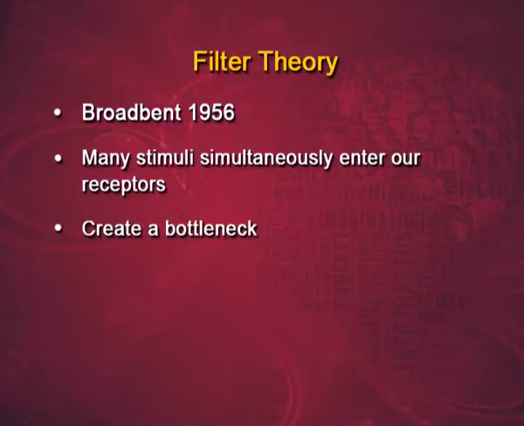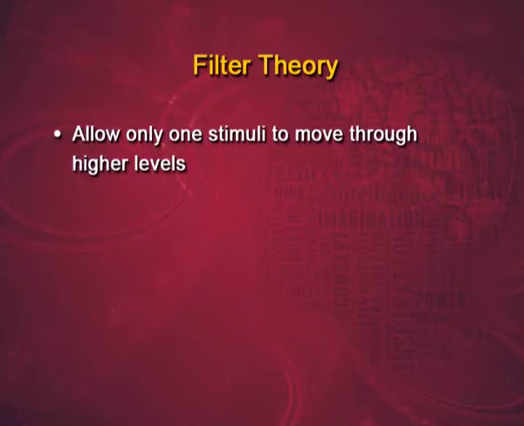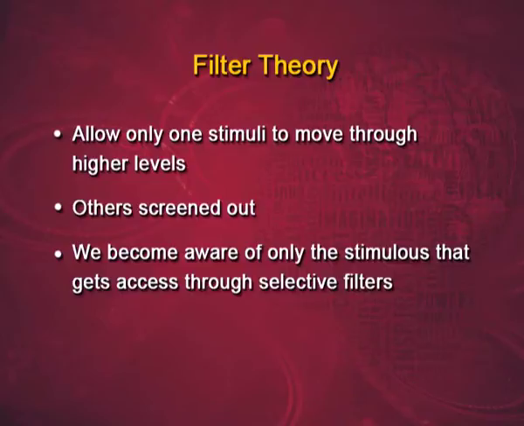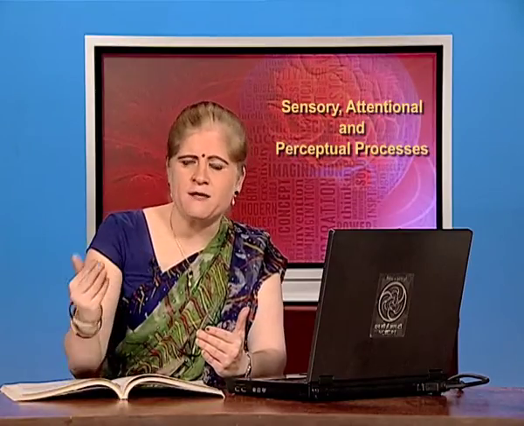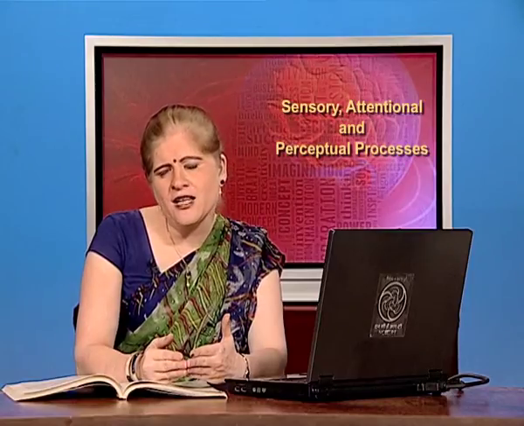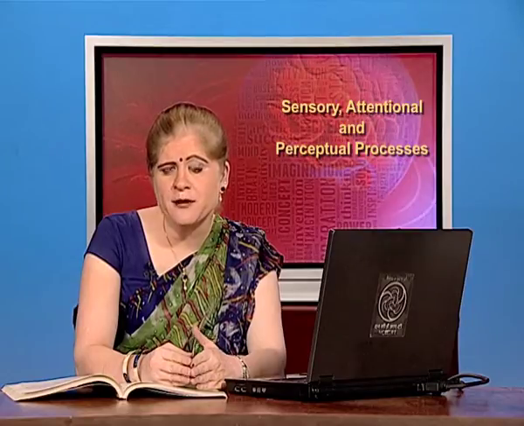They create a bottleneck. They move through the short-term memory to enter selective filters. These selective filters allow only one stimulus to move through the higher levels. The others are screened out, and hence we become aware of only this one stimulus which moves to the higher levels of brain and are totally unaware of the other stimuli. How simple! Something that is allowed by the short-term memory to move up the receptor levels is recognized and all the others remain out of our sphere of attention. But isn't it too simple to be accepted?